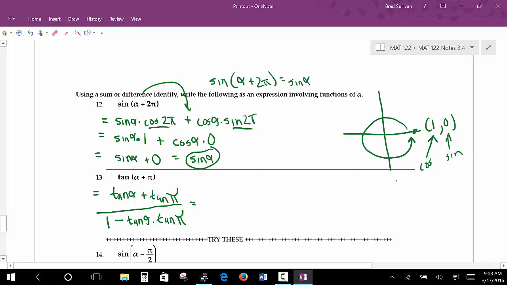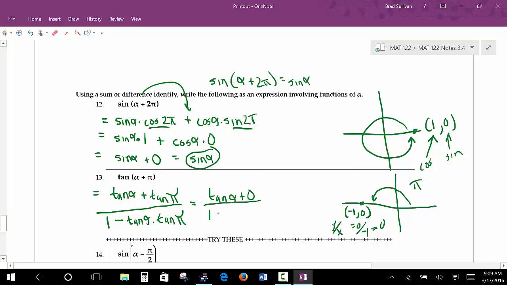Okay. So what we need to do is look up on the unit circle what's going on at pi radians. So what is that point at pi radians? It's -1, 0, right? Okay. All right. So what is the tangent of pi going to be since it's y over x? 0. Right. That's going to be 0. Okay. So what we do is just replace the tangent of pi with 0, and you're going to end up having tangent of alpha plus 0 over 1 minus tangent of alpha times 0.